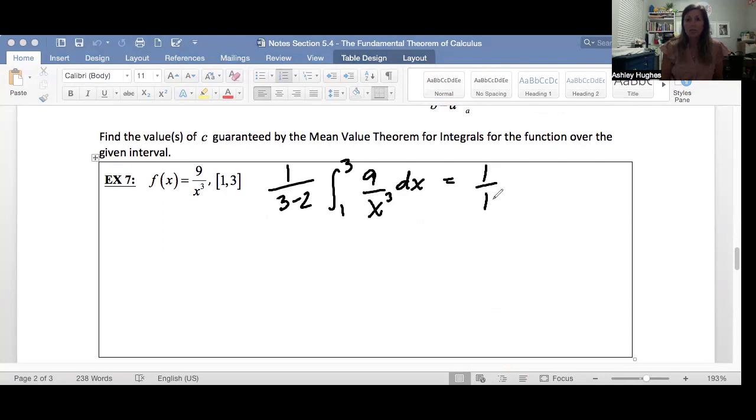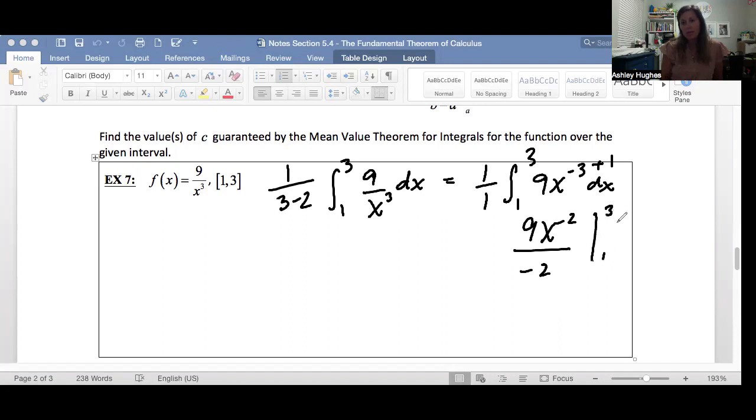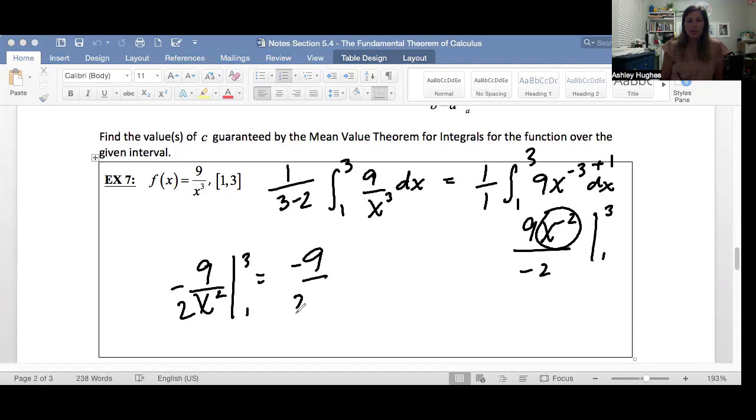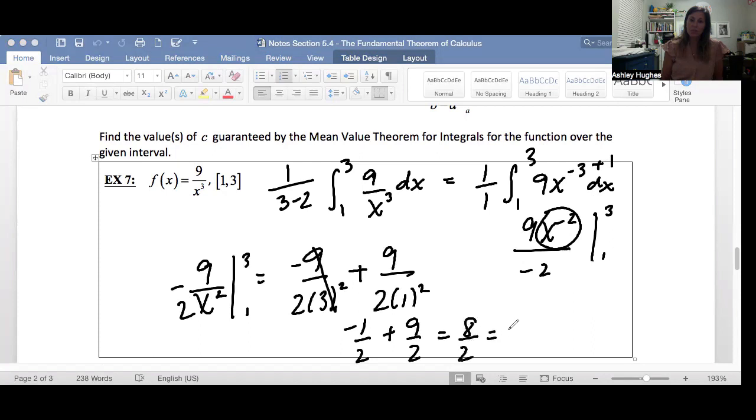That's equal to 1 over 1, times 9x to the negative 3, rewrite it. So if I take the antiderivative, I add 1, and that'll be 9x to the negative 2 divided by negative 2, from 1 to 3. And if I rewrite this, x to the negative 2 is the same as x squared in the denominator. So negative 9 over 2 times 3 squared, minus a negative, is going to be plus 9 over 2 times 1 squared. 3 squared is 9, so these cancel. It'd be negative 1/2 plus 9/2, which would be 8/2, which would be 4.